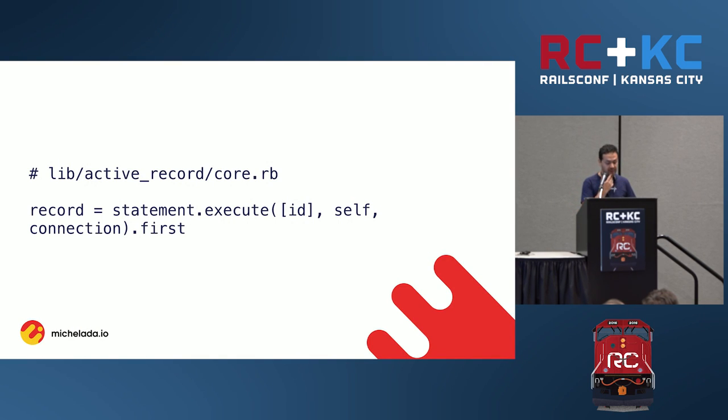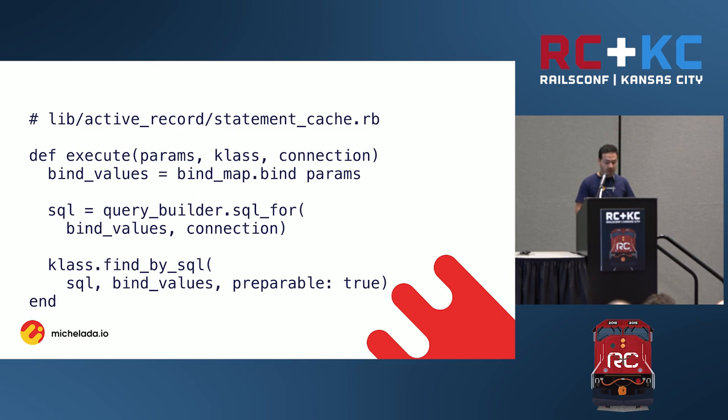Okay. What is going to happen is that now that we have the statement, we're going to be able to call this method execute. And the method execute, as you can see, one of the params is the actual ID for the record that we are trying to pull from the database. And well, we also pass in the connection.